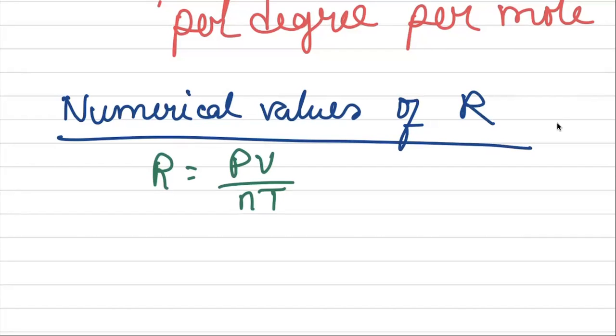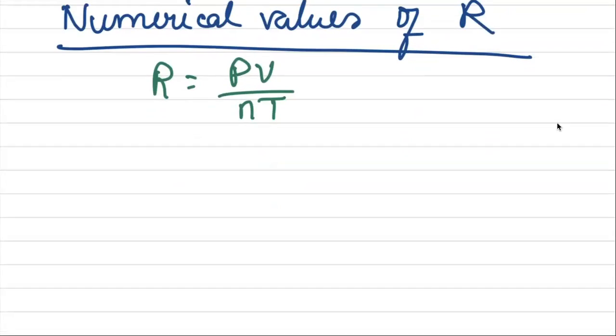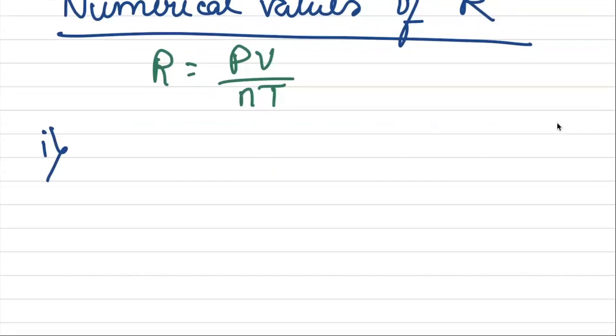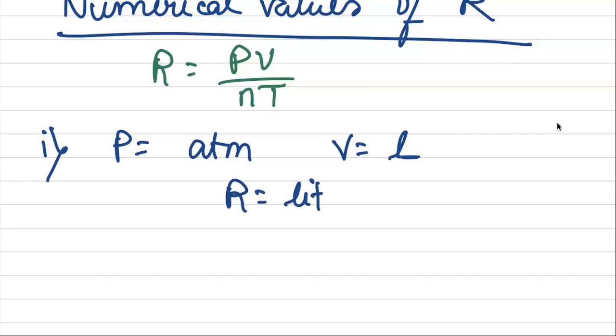So number one, when pressure is expressed in atmosphere and volume in liters, then the value of R will be liter atmosphere per degree per mole. Then R will be liter atmosphere per degree per mole.